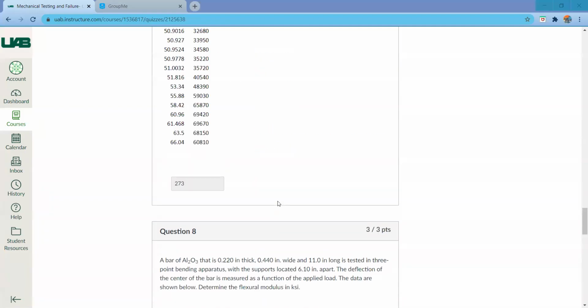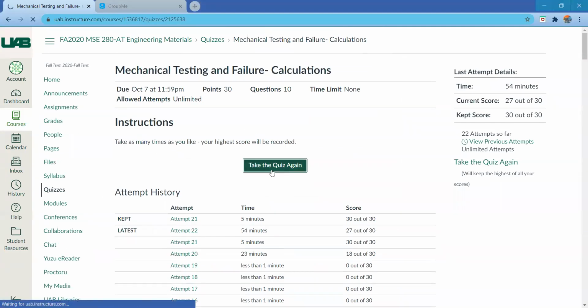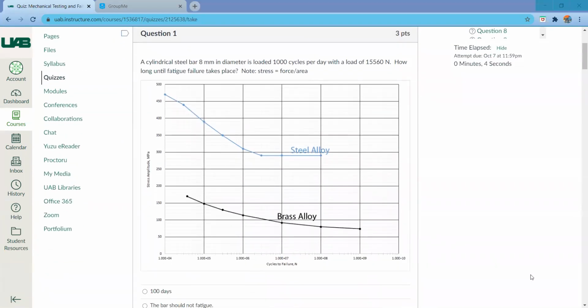All right, so this is a review for MSE-280, going over some of the math to use. I'm going off of one of these quizzes here to get some math done. So the first question: a cylindrical steel bar, 8 millimeters in diameter, is loaded 1,000 cycles per day with a load of 15,560 newtons. How long until fatigue failure takes place?